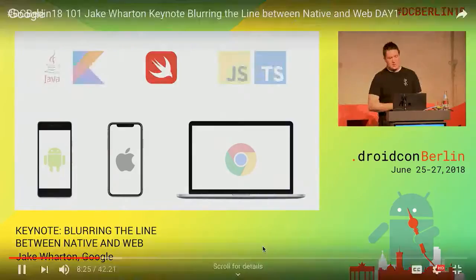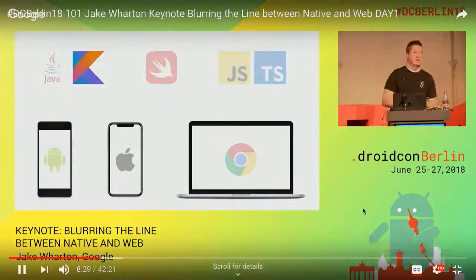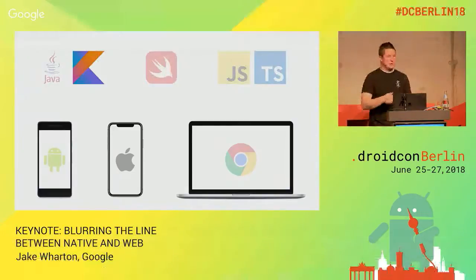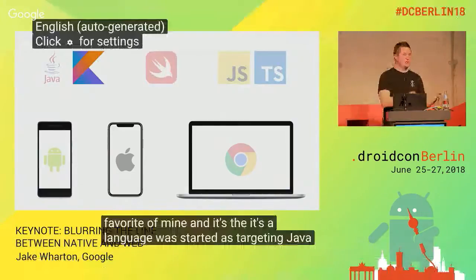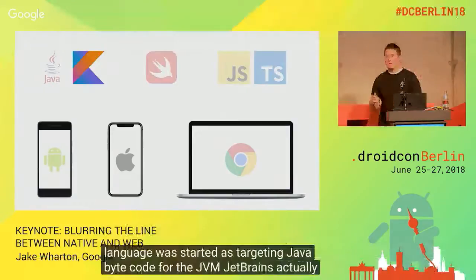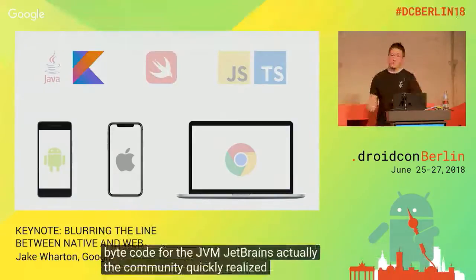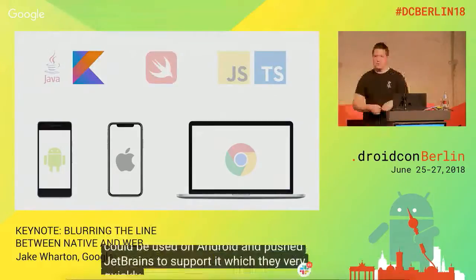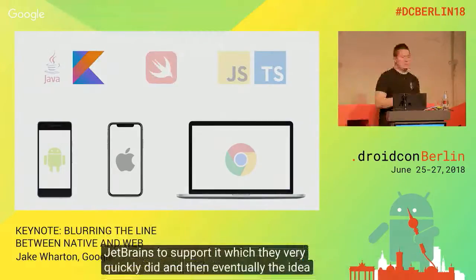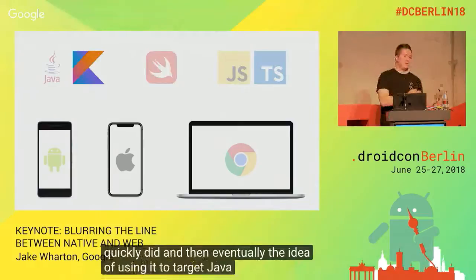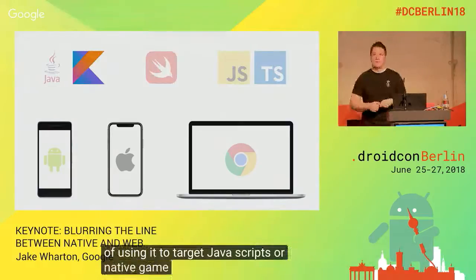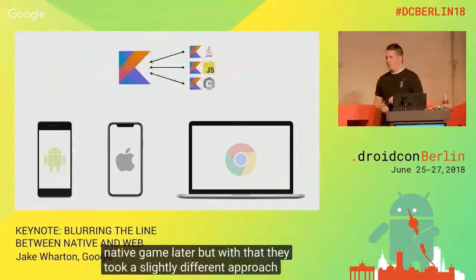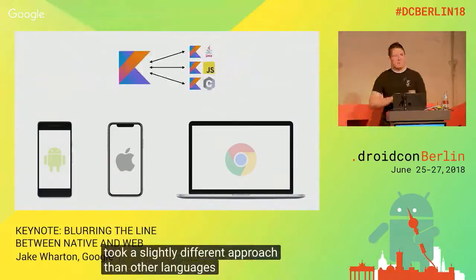And so Kotlin is a particular favorite of mine, and it's a language which started as targeting Java bytecode for the JVM. JetBrains, actually the community, quickly realized that it could be used on Android and pushed JetBrains to support it, which they very quickly did. And then eventually the idea of using it to target JavaScript or native came later. But with that, they took a slightly different approach than other languages.